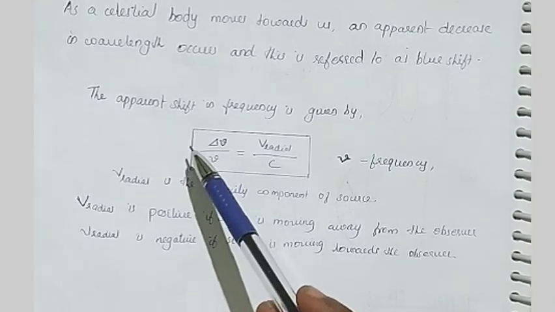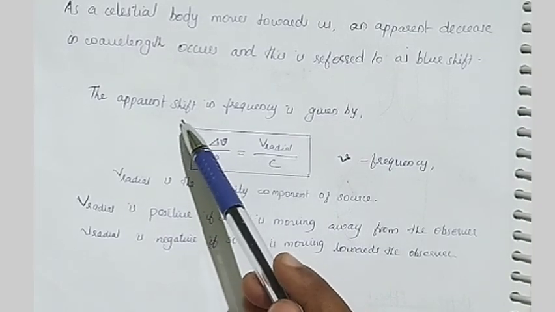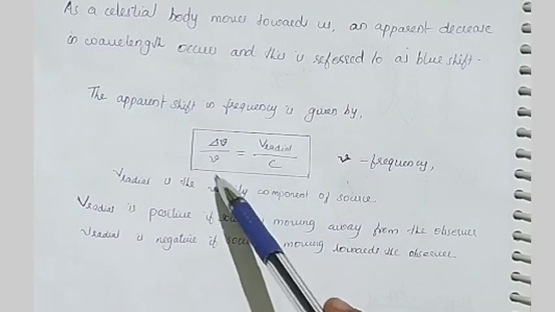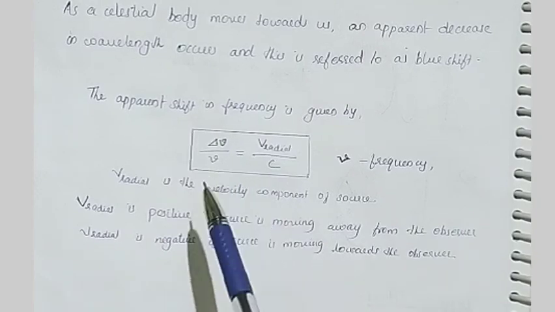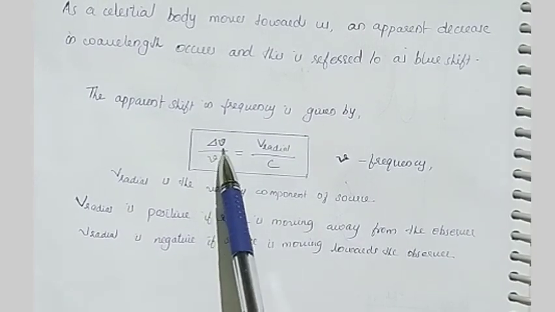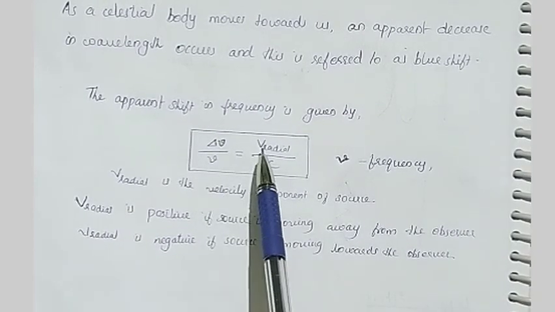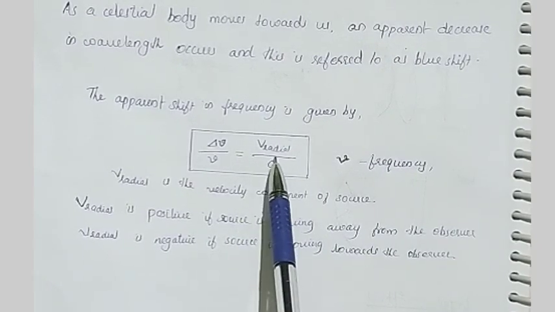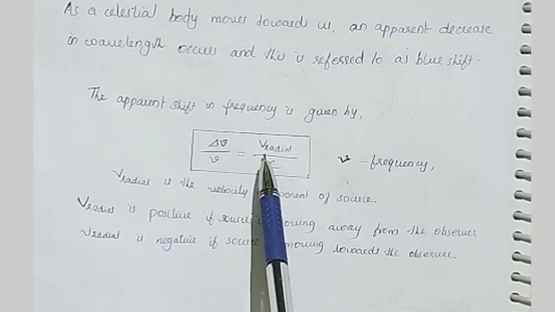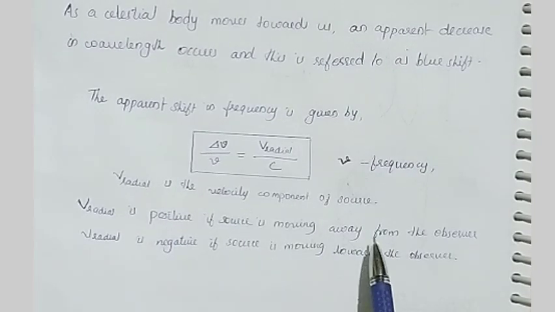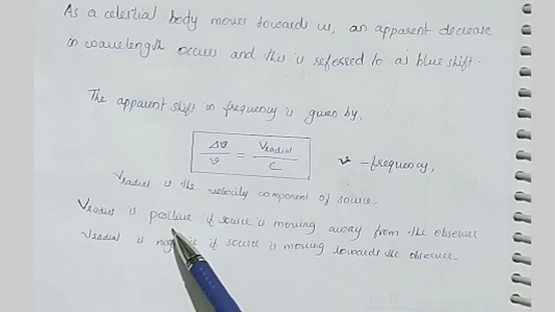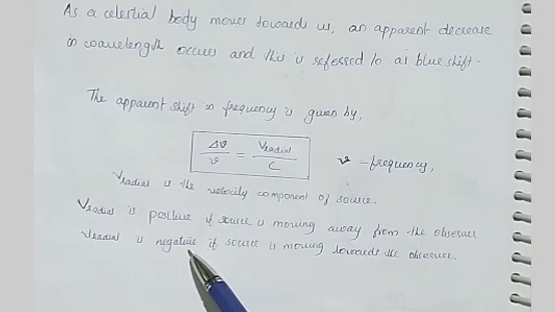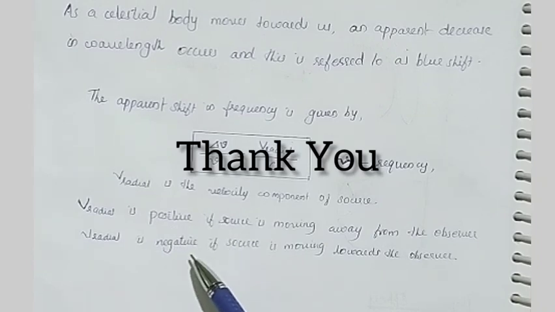As we have seen, there is an apparent shift in the frequency due to the Doppler effect, and we obtain the shift in the frequency with the expression delta nu divided by nu is equal to v radial by c, where v radial is the velocity with which the source is moving relative to the observer. When the source is moving away from the observer, v radial is positive, and when the source is moving towards the observer, v radial is negative. So this is all about the Doppler effect.